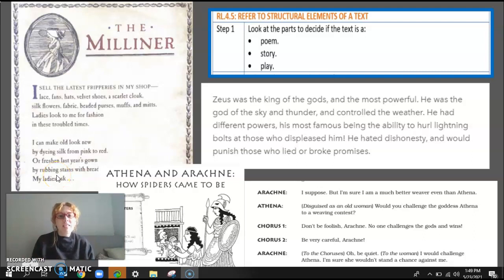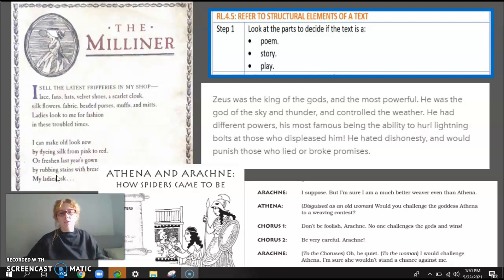Hi friends, today we're going to practice referring to structural elements of a text. Now, structural elements, or text structure, is the way a text is put together. It's the different parts of a text. And this helps us better understand and enjoy the story. It helps us understand what the story is about and what's happening.